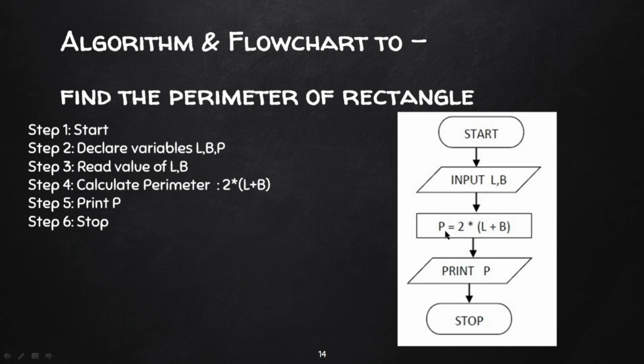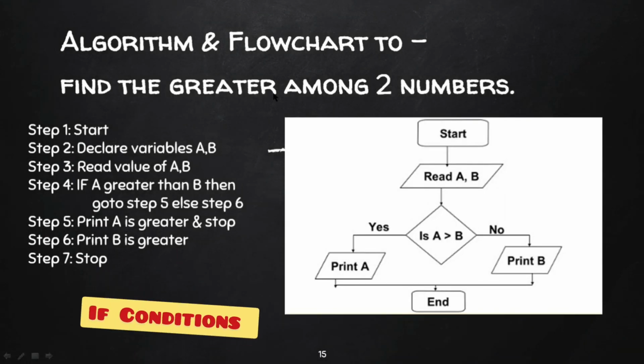After getting that value, P equals 2, that is the formula, into L plus B. So after getting the value we have calculated this perimeter and stored it in the P variable, P for perimeter, and print P, printed the perimeter value also, and then stop. So this is the flowchart for the perimeter of a rectangle. For input and output the symbol is the same, processing uses this rectangle symbol, and start and stop use the same symbol. This is done. So let's do the next one.